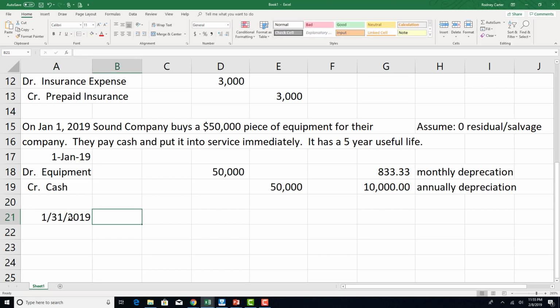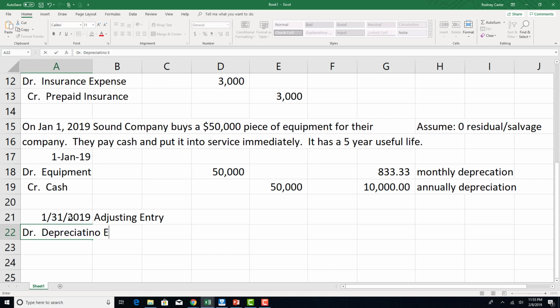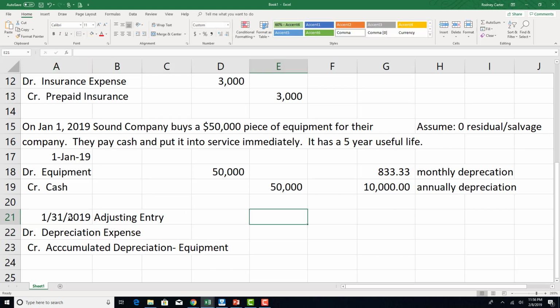This is an adjusting entry. I'm going to debit depreciation expense for this equipment, and I'm going to credit accumulated depreciation. I've got to move this entry over, so I'll bump this over too real quick.